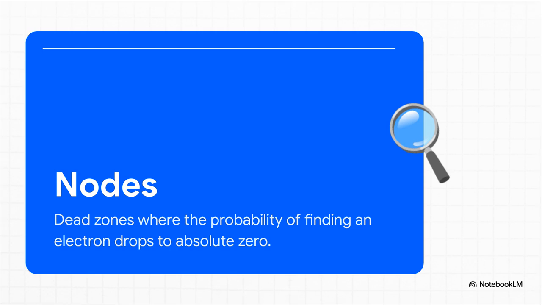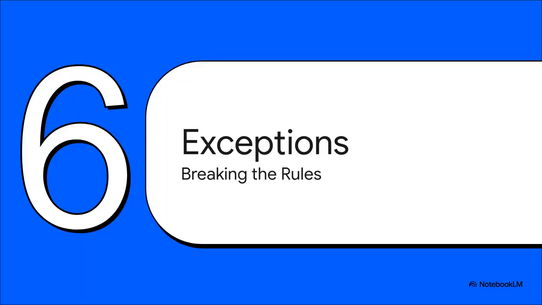Despite the electron moving at blinding speeds everywhere else, there are specific angular planes and radial spheres where the probability of finding that electron drops to absolute exact zero. They simply cannot exist in those dead zones. It's wild.